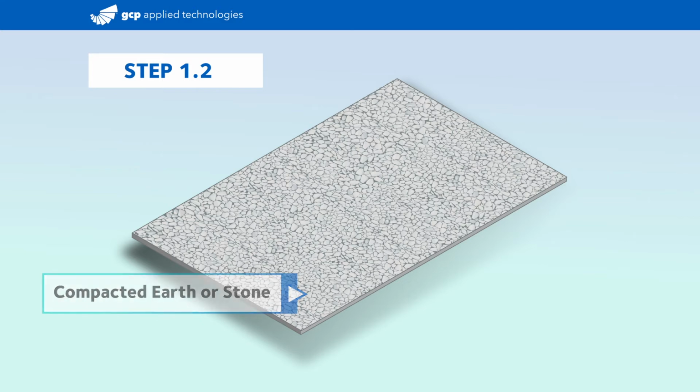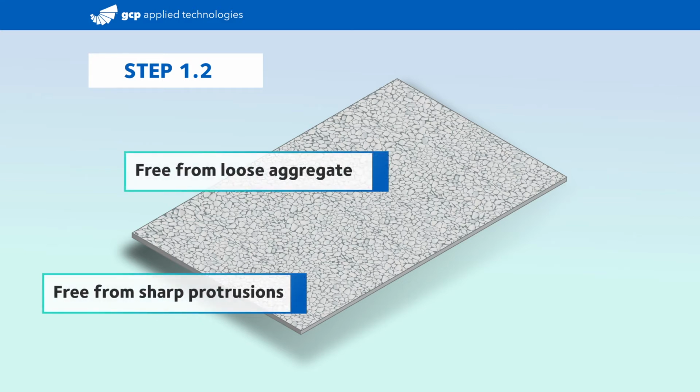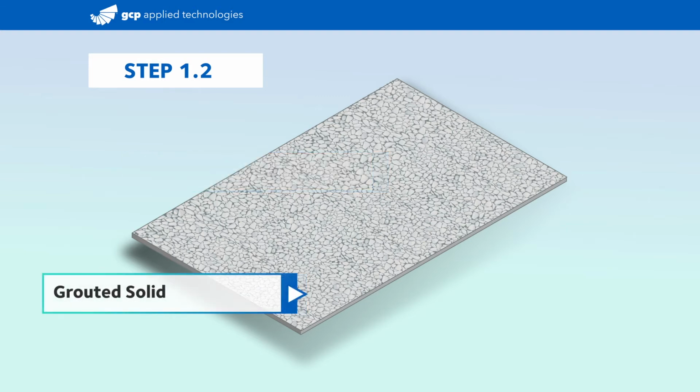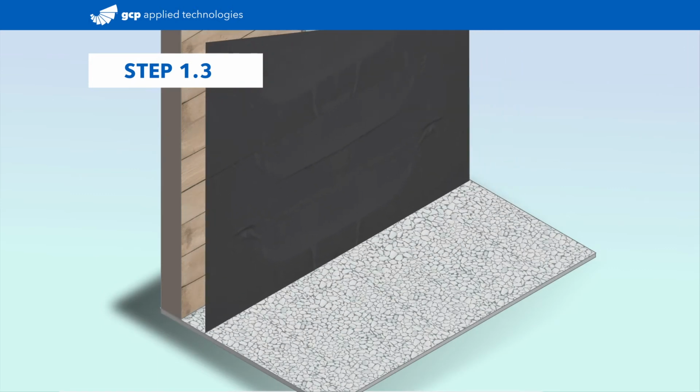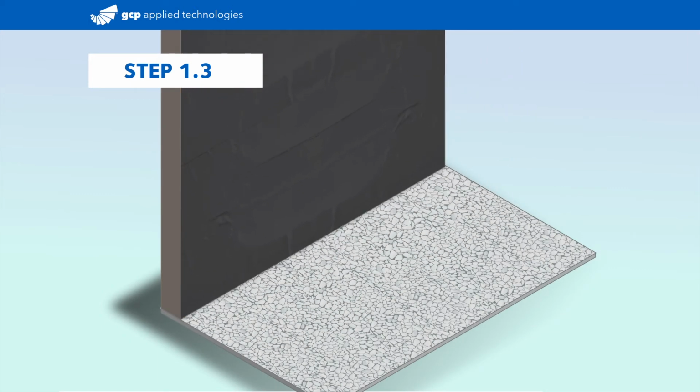The surface should also be free from loose aggregate and sharp protrusions. Any penetration coming through compacted earth or stone needs to be grouted solid. All vertical lagging should be covered in hydroduct, plywood, or other approved facing material to ensure a smooth surface.